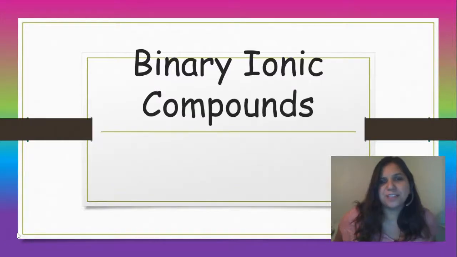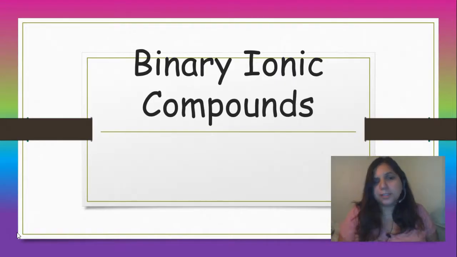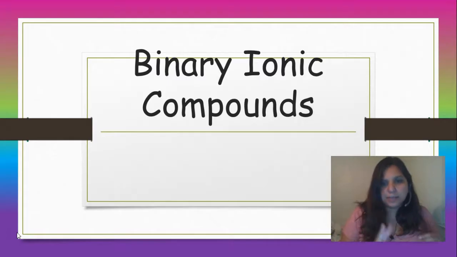Hey guys, Mrs. Thompson here, and today we're going to talk about binary ionic compounds. That word binary is just referring to the fact that we're only looking at ionic compounds that have two elements, a metal plus a nonmetal.